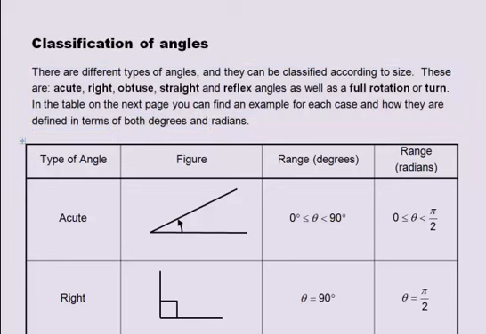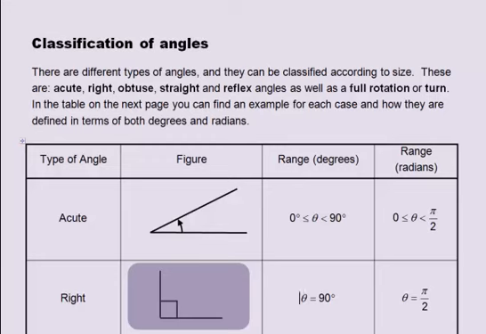Type of angle, acute. A figure of an acute angle looks like this. The range in degrees: an acute angle is greater than or equal to 0 degrees but less than 90 degrees. The range in radians: an acute angle is greater than or equal to 0 radians and less than pi divided by 2 radians.